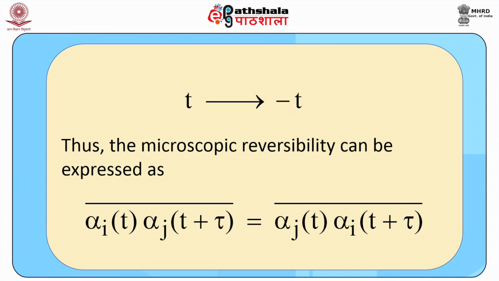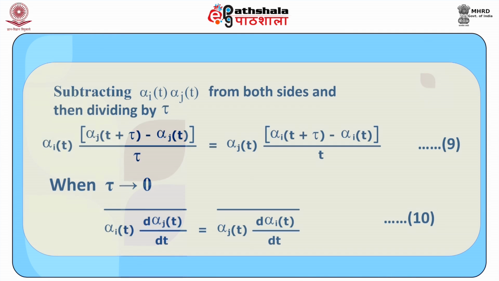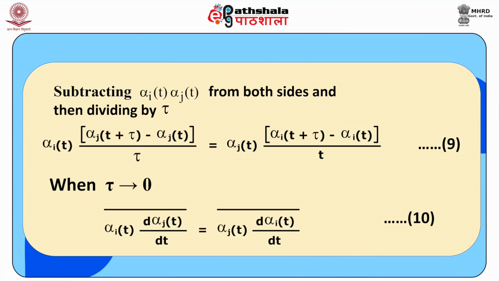This differs from equation 7 only in the order of the two fluctuations, or by substituting t as minus t. Thus, the microscopic reversibility can be expressed as an equation. Subtracting alpha i(t) alpha j(t) from both sides and then dividing by tau, we have equation 9. When tau tends to 0, we get equation 10.